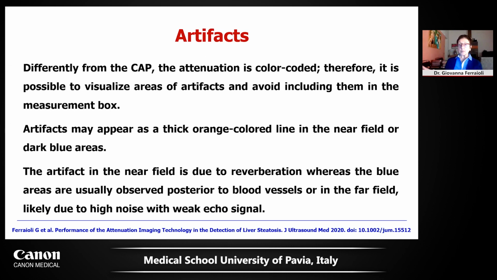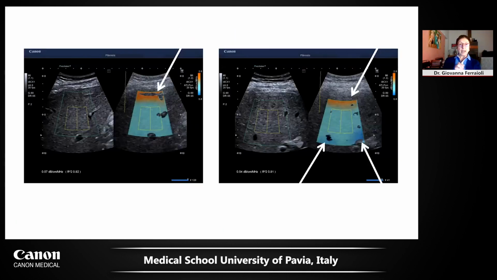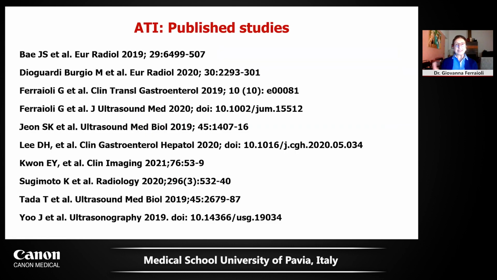the far field due to the high noise, or sometimes we observe also dark blue areas posterior to blood vessels. As you can see here, on your left side, you see the artifacts due to the reverberation. They are not included in the measurement box. And here in the far field, dark blue areas posterior to vessels or in the far field due to the high noise. There are several studies.